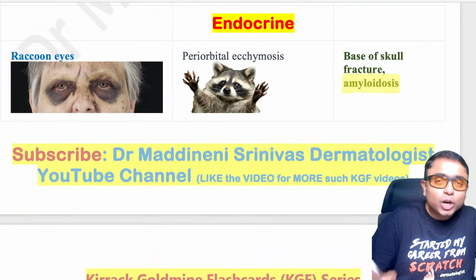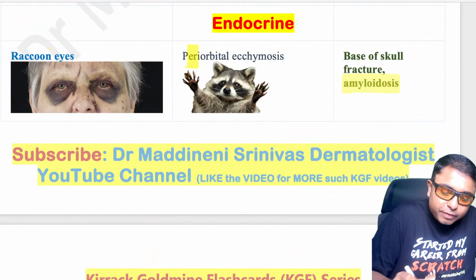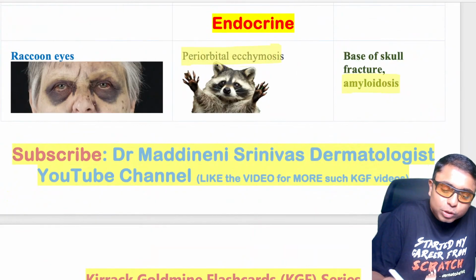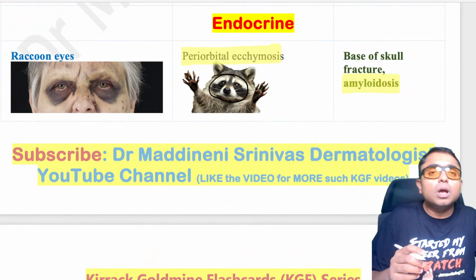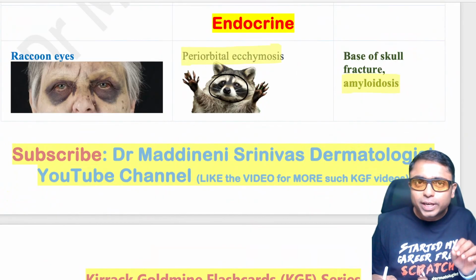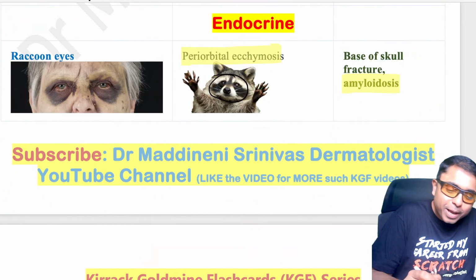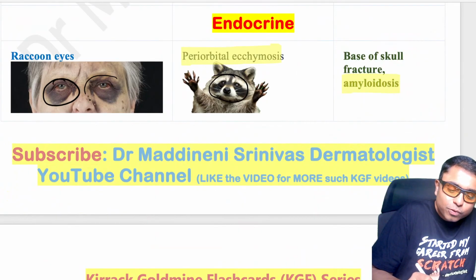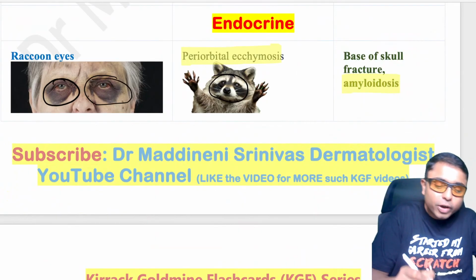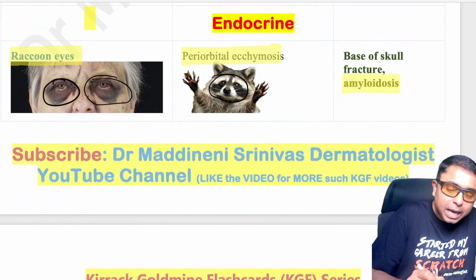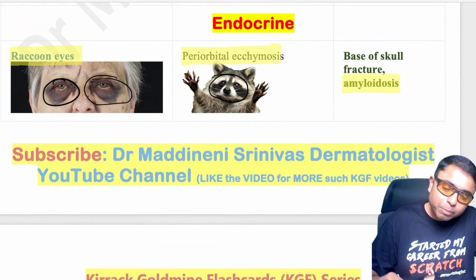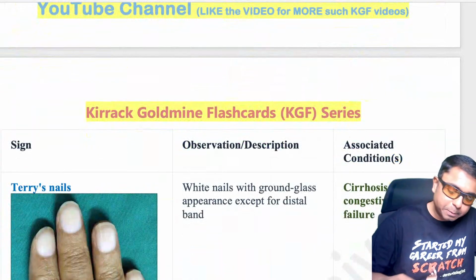In amyloidosis or base of the skull fracture, we can see the periorbital ecchymosis, just like this cute raccoon. So if this raccoon is very cute, please do hit that like button. Okay, and if this video is useful also, please do hit that like button. So you are able to see the raccoon shaped eyes due to the periorbital ecchymosis. This is called raccoon eyes.